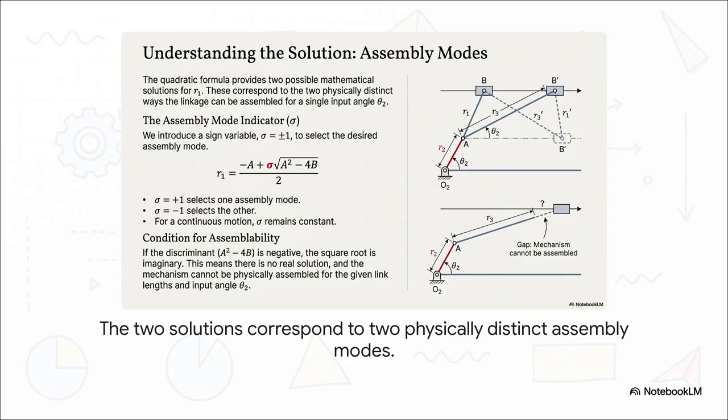It actually represents 2 real physical possibilities. As you can see in the diagram, for the very same crank angle, the coupler can be either up or down. We call these the 2 assembly modes. We use that sigma variable to pick which one we want to analyze. Oh, and if that number under the square root ever becomes negative, it just means the parts are too short to connect. The mechanism simply can't be built in that position.